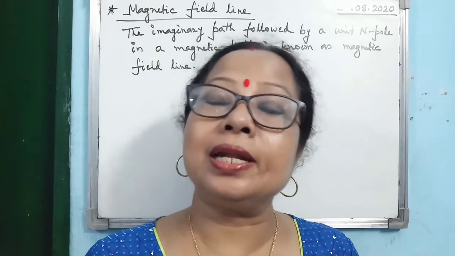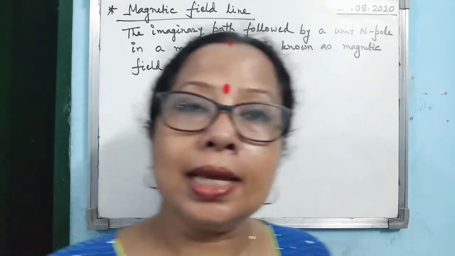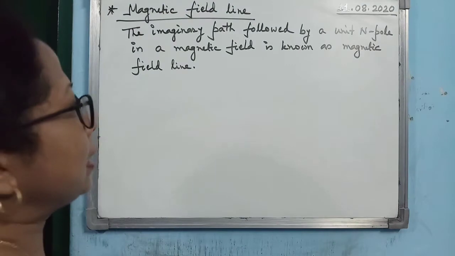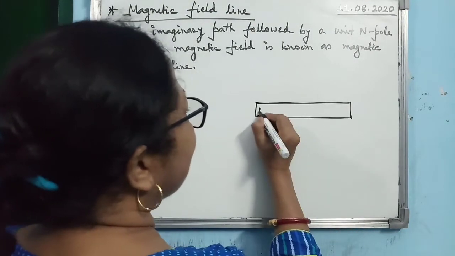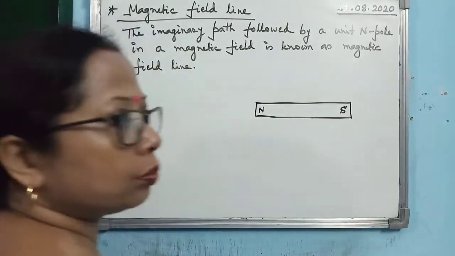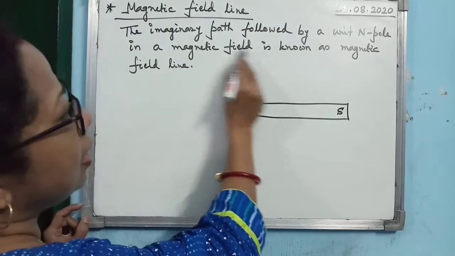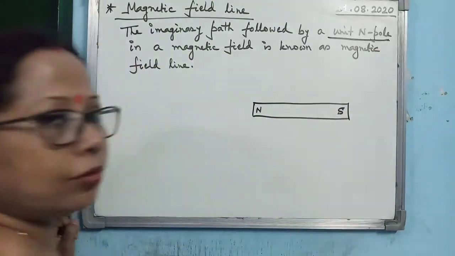Then what will happen? Depending on the direction of the force experienced, it will follow an imaginary path. That is known as the magnetic field line. So just consider, suppose I have taken a bar magnet. Here is the north pole and south pole. Then you see, whom you have to keep in the magnetic field?